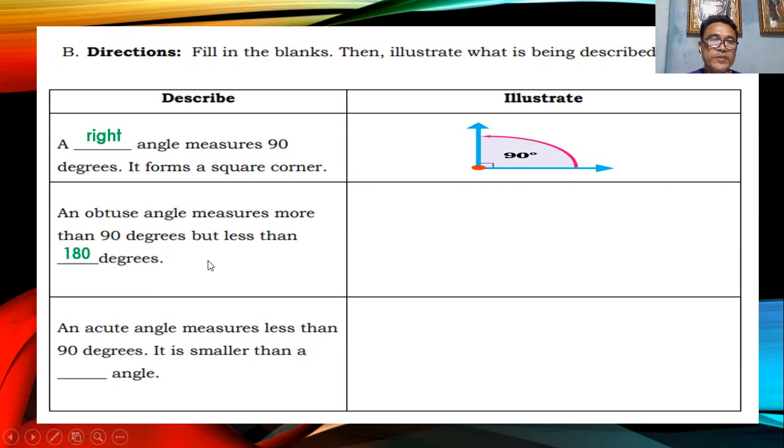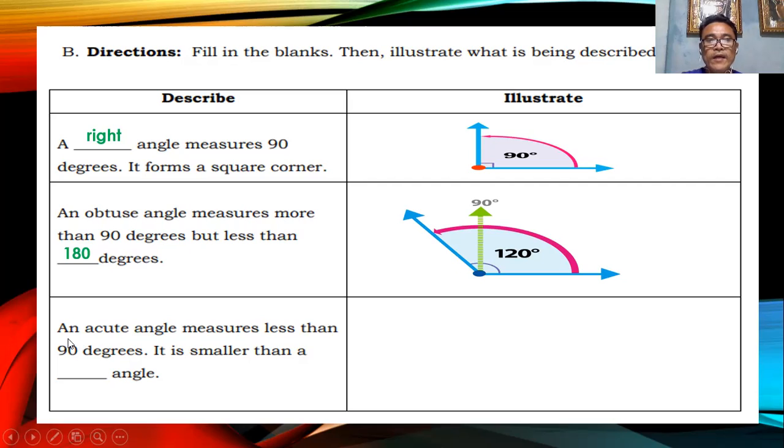Next, an obtuse angle measures more than 90 degrees, but less than blank degrees. The correct answer is 180 degrees. And look at this illustration. An obtuse angle measures 120 degrees. So it means more than 90 degrees, but less than 180 degrees.